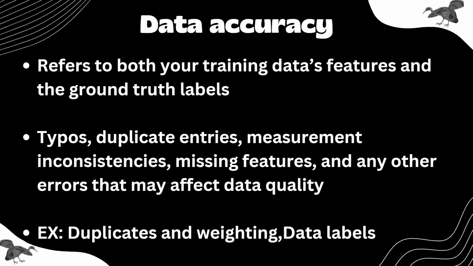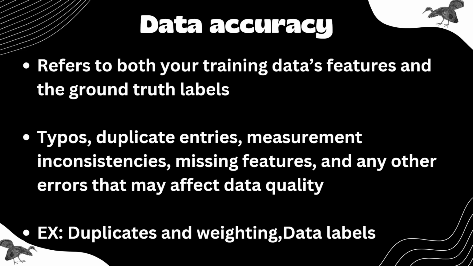Imagine a spam detection model where 90% of the data is non-spam. The model might just predict non-spam all the time and achieve high accuracy without actually learning. Using metrics like F1 can help identify when accuracy alone isn't telling the full story.